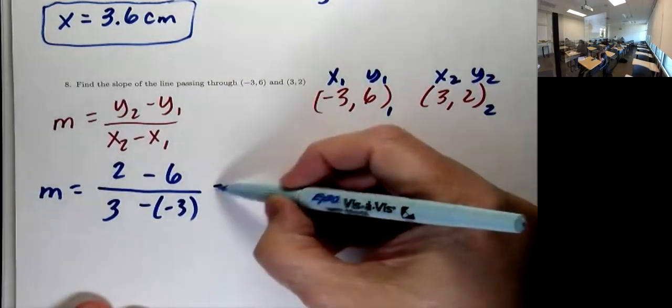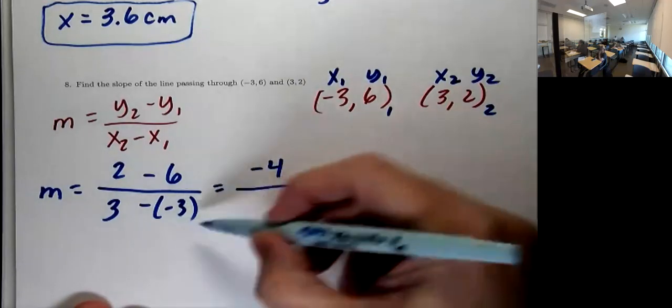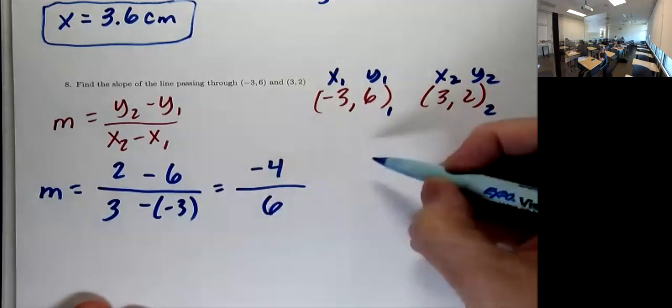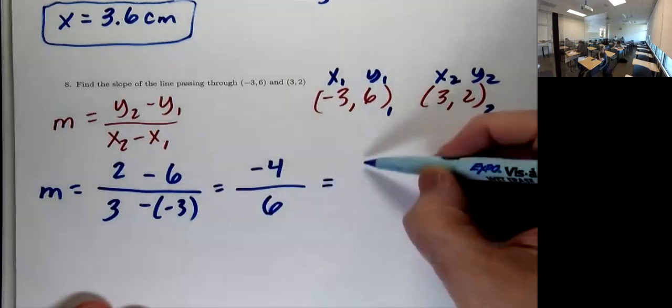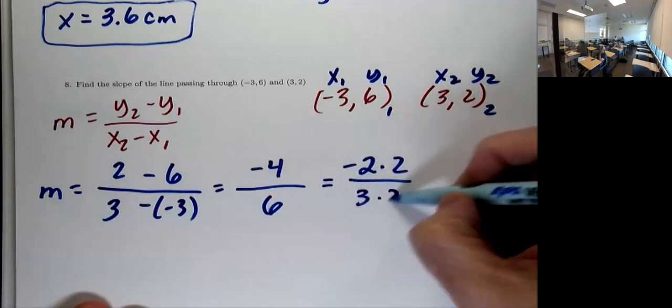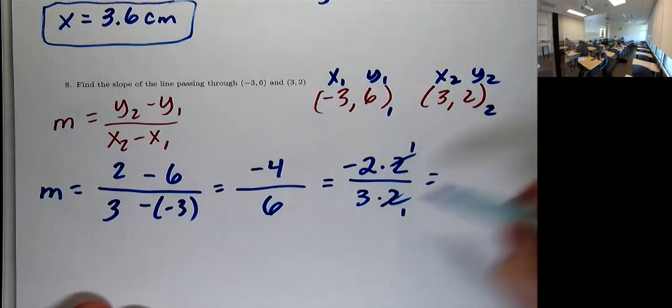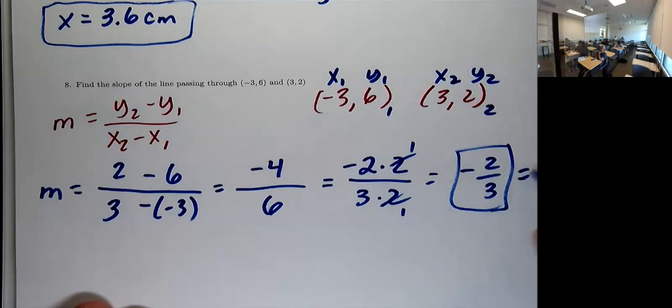So we do that, we get 2 minus 6 on top, which is -4. 3 minus -3 is +6 on bottom. This is -2 times 2 and 3 times 2. The 2's will cancel, leaving behind a 1, and we get -2/3 equals m.